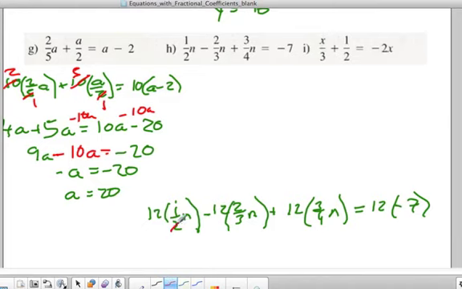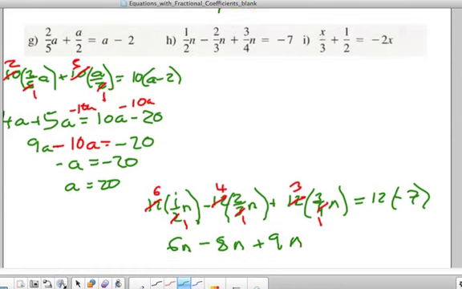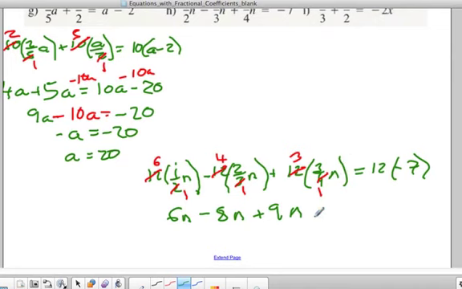So we simplify here. 2 goes into itself once and into 12 6 times. 3 goes into itself once and into 12 4 times. And 4 goes into itself once and into 12 3 times. And we're left with 6 times 1n is 6n minus 4 times 2n is negative 8n plus 3 times 3n is 9n. So don't forget about the numerators when you simplify.